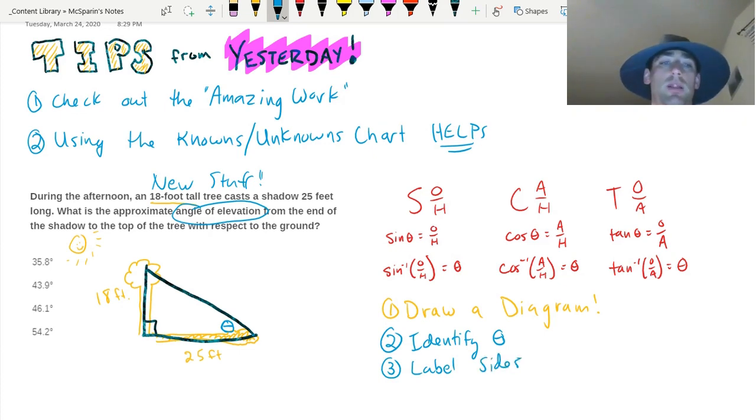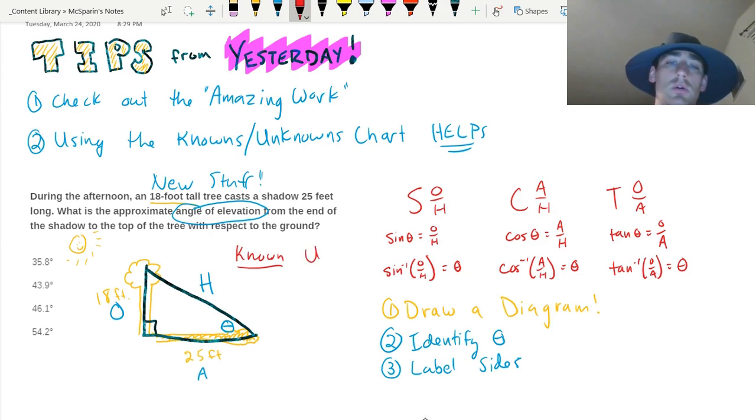So I'm going to go ahead and label my hypotenuse, which is always my long side. If I go across from theta, that's going to be my opposite side. And then attached to theta, that's going to be my adjacent side. All right, now, since I said that those of you that did the knowns and unknowns chart did such a good job, let's go ahead and do knowns and unknowns.